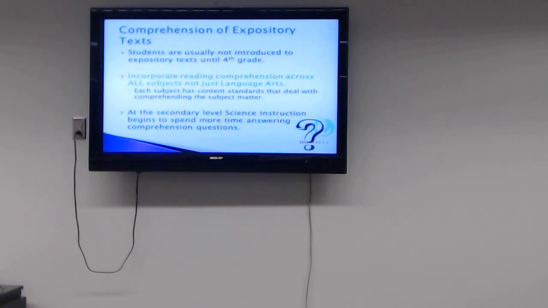Okay. Comprehension of expository text. Students are usually not introduced to expository text until 4th grade. And I believe this probably has a lot to do with achievement testing because it begins with 4th grade proficiency tests. Okay? It is important to incorporate reading comprehension across all subjects, not just language arts. Each subject has content area standards that deal with comprehending the subject matter. At the secondary level is when science instruction begins to spend more time on answering science comprehension.